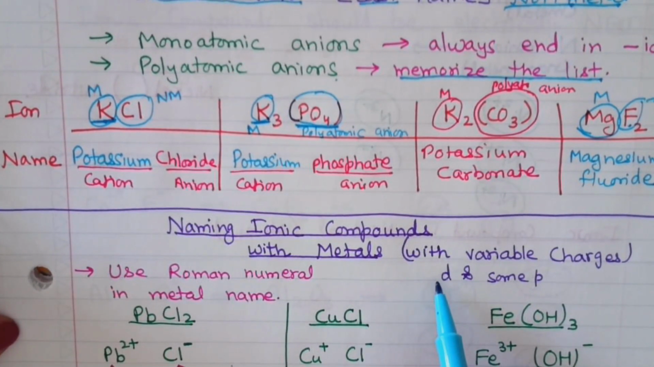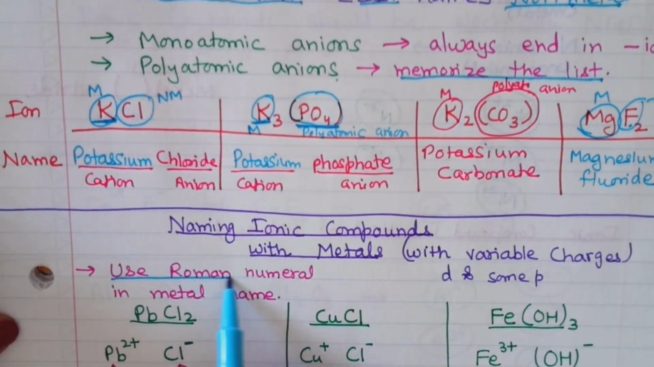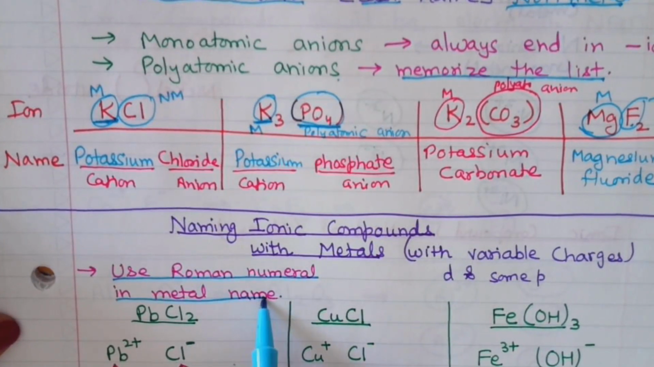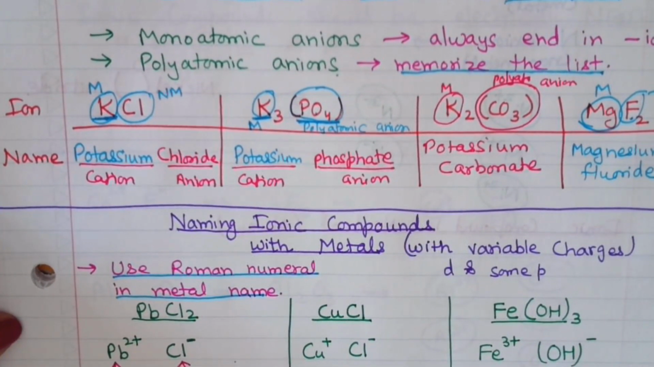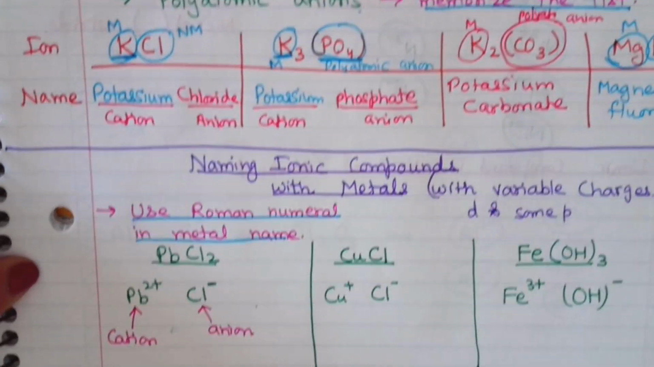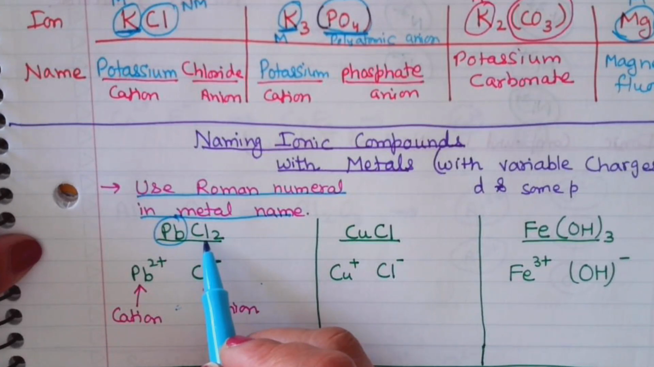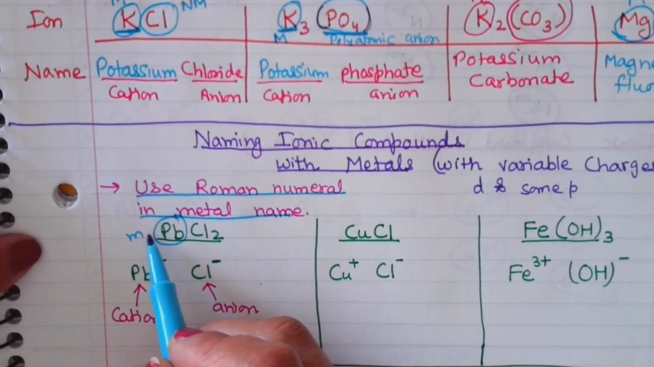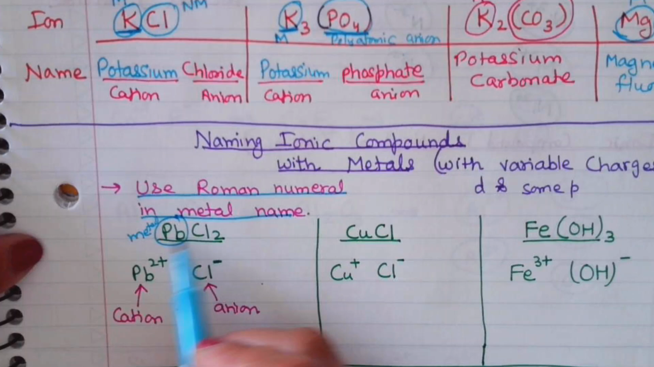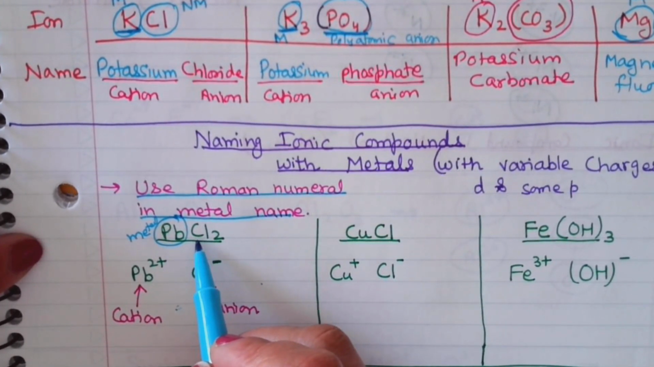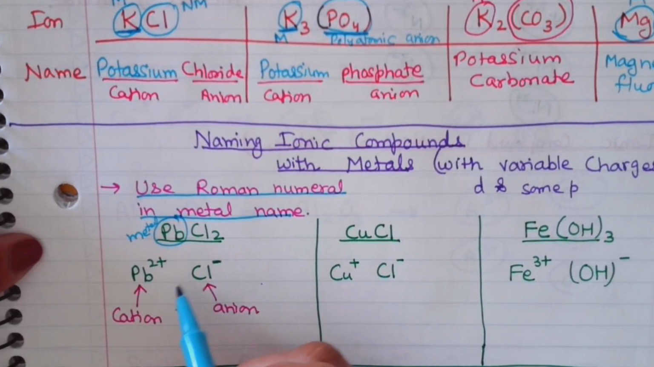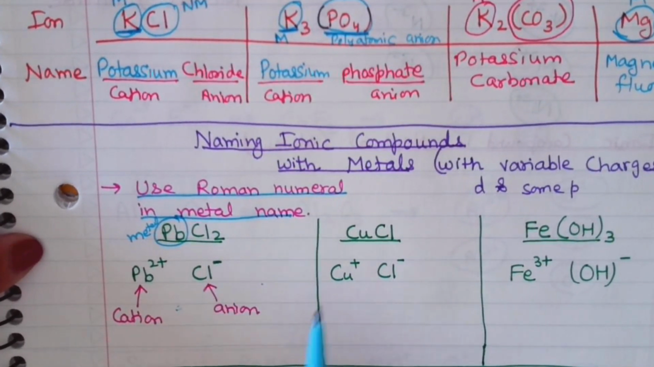Now let's see how we name the metals with variable charges. Remember, the d block and some of the metals in the p block make multiple cations with variable charges or variable oxidation states. So we have to use Roman numerals in the metal name. First we are going to repeat the same steps. Identify the metal. The metal is lead. Just isolate the metal, and everything else would be the anion. So this is the cation, and this is the anion.